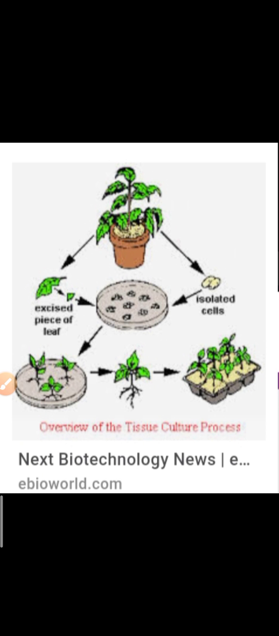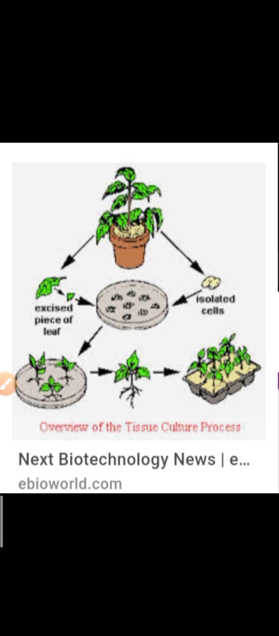Okay, the production of new plants from a small piece of plant tissue removed from a parent plant, if we provide a suitable growth medium to the piece of plant, then we can produce a number of trees by this. This method is known as tissue culture.